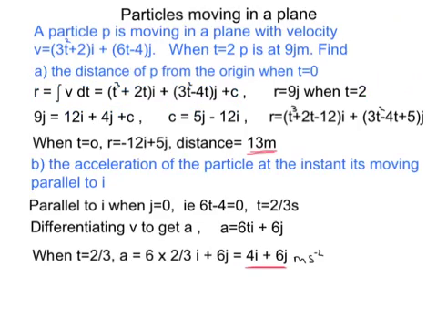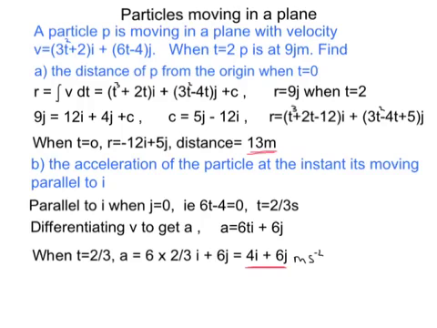Okay, particles moving in a plane. It looks all scary with the i's and j's, but isn't. Just do exactly the same sort of thing. It tells us when t is 2, p is at 9. It's telling us that because it knows that we're going to get a constant of integration, and we'll need two values at the same time to be able to find that constant. Find the distance from the origin when t is 0.